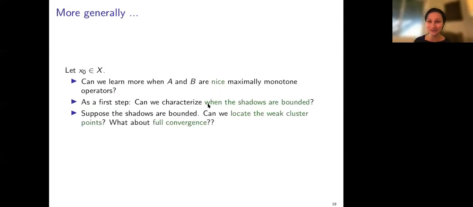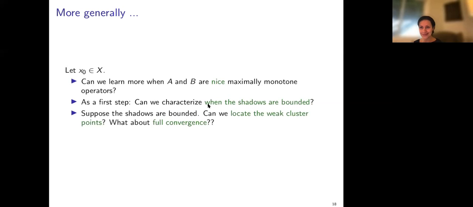So I come now to Radu's question. Start at x0, and we want to know what the behavior looks like. So the first thing is, like Radu's question, can we learn more when A and B are nice maximally monotone operators? When I say nice, there is a class that we need to throw away. So at least we have to restrict ourselves to the class that contains subdifferentials as a subset. You don't need to worry about its definition, but we will be restricted to a class of nice operators that at least will exclude the skew operators.